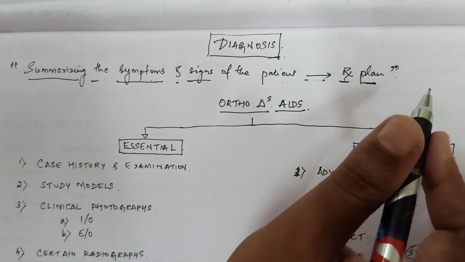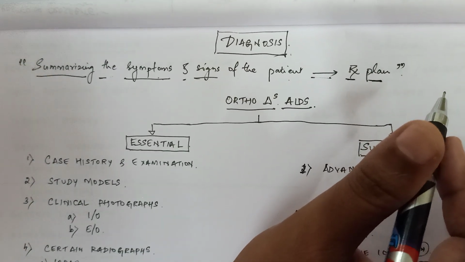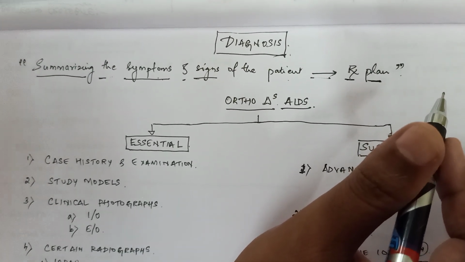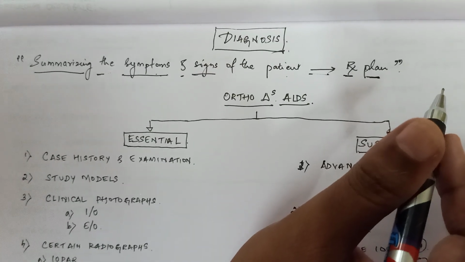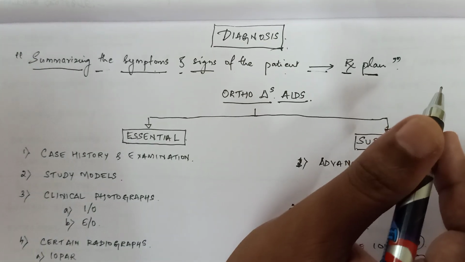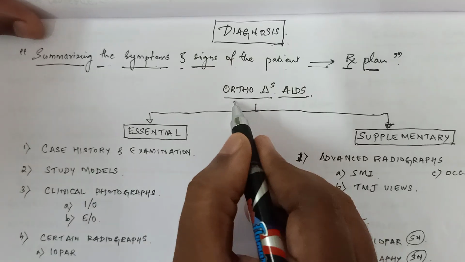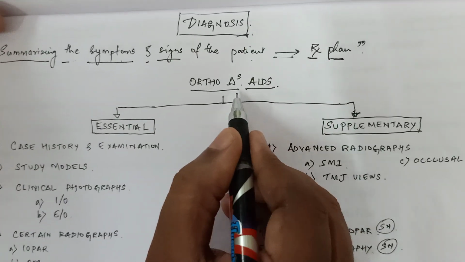Okay, this is not any proper definition or something. This is for you to understand. All the things you get from case history, examination, investigation, x-ray, everything you summarize, so that based on that summary you can plan the treatment. This is diagnosis. Okay. As far as orthodontic diagnosis is concerned, there are certain aids.